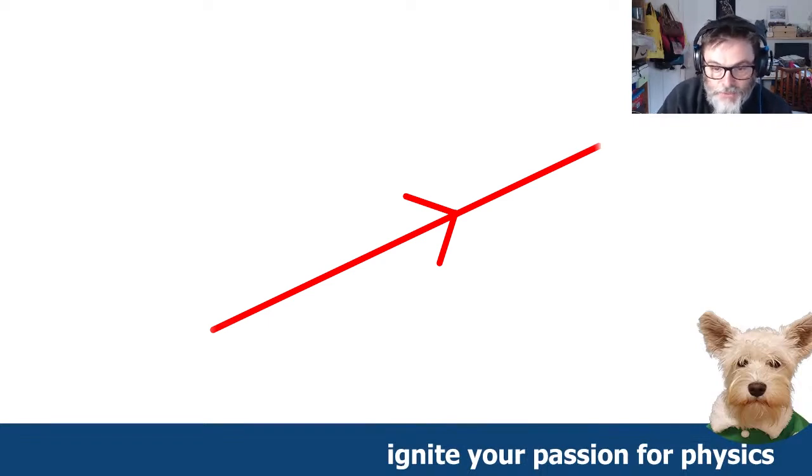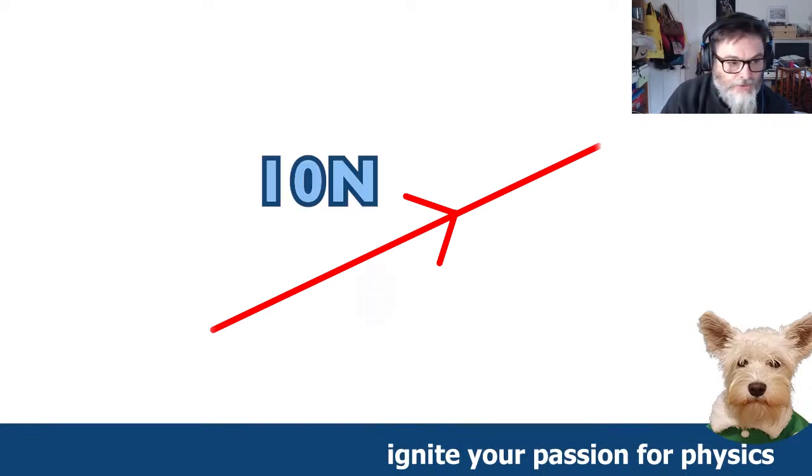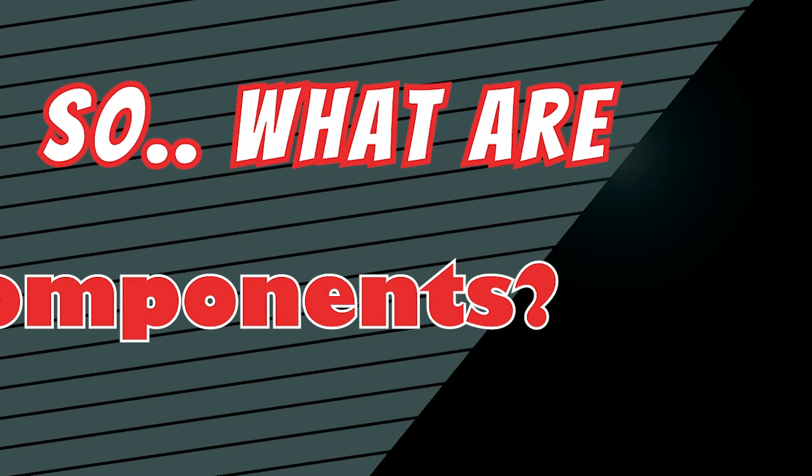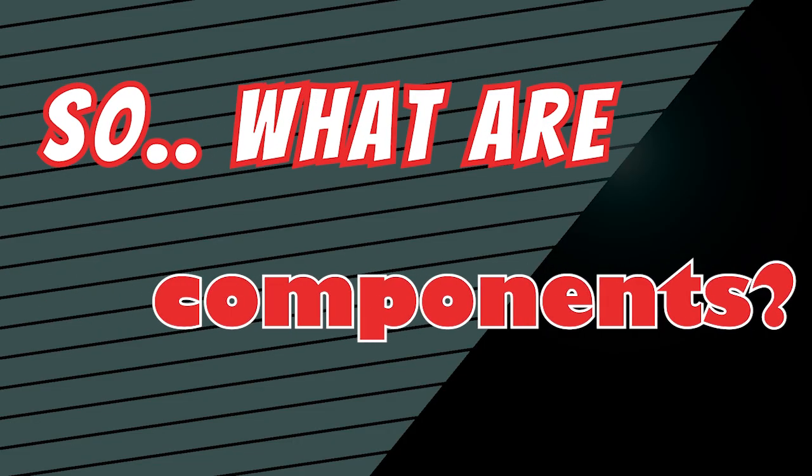So obviously it has size. We could write 10 newtons. And the direction there is often given by some kind of angle, perhaps theta there. But breaking it into its components, what is that actually about?